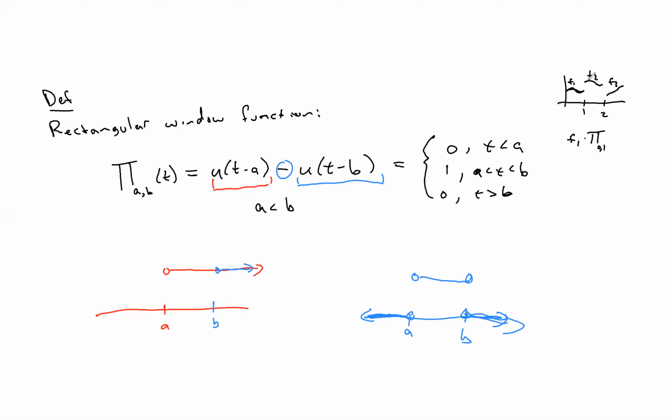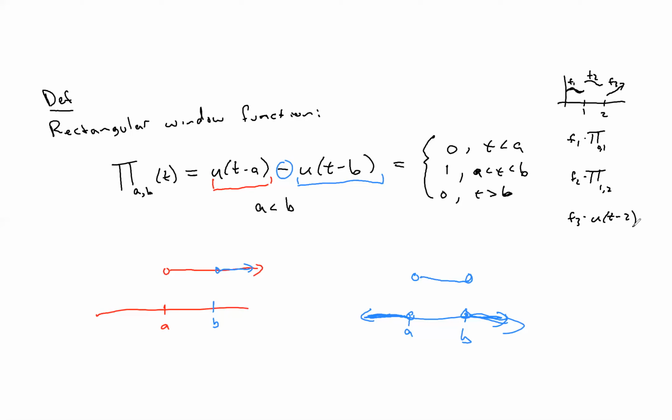For this next piece, if I want that to show up, I can do F2 times my rectangular window function between 1 and 2. So I can do F2 times pi 1, 2. If I want this other piece, if this goes on forever, then I don't need the rectangular window function. I can just use my regular unit step function, because I don't need to drop back down to 0 ever. It's just going to keep using this last function, F3. So maybe I could do something like F3 times u of t minus 2, because I'm shifting to the right 2 units.